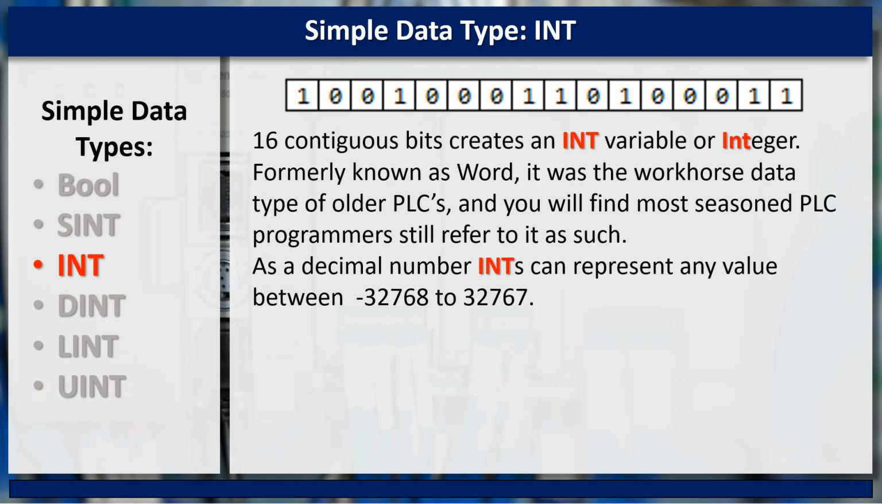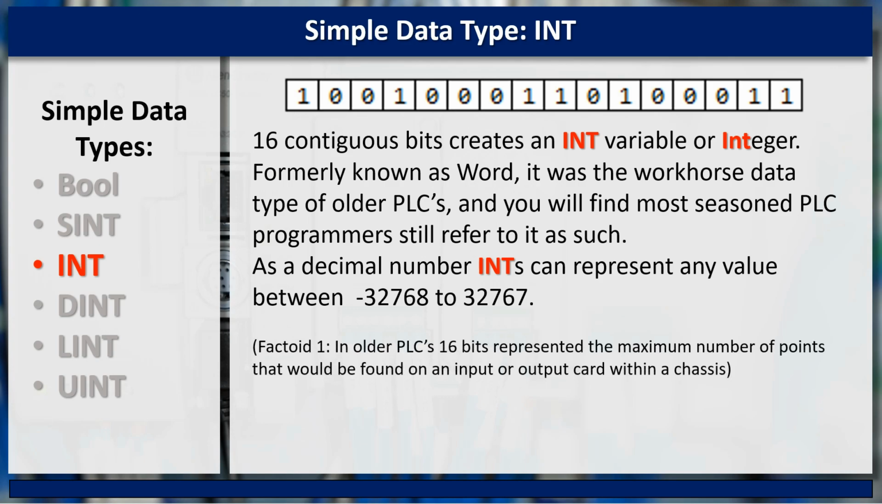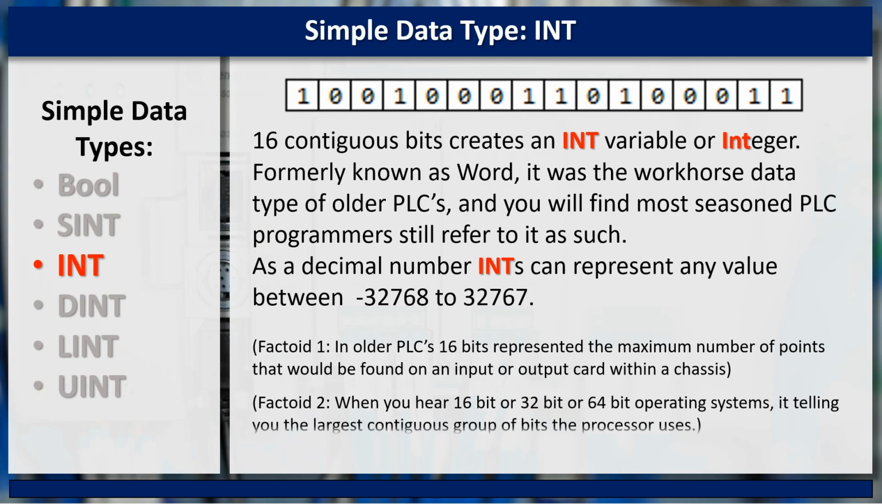A couple of interesting factoids. Factoid 1, in older PLCs, 16 bits represented the maximum number of points that would be found on an input or output card within a chassis. Factoid 2, when you hear them talk of the 16-bit or 32-bit or 64-bit operating systems, it's telling you the largest contiguous group of bits the processor uses.